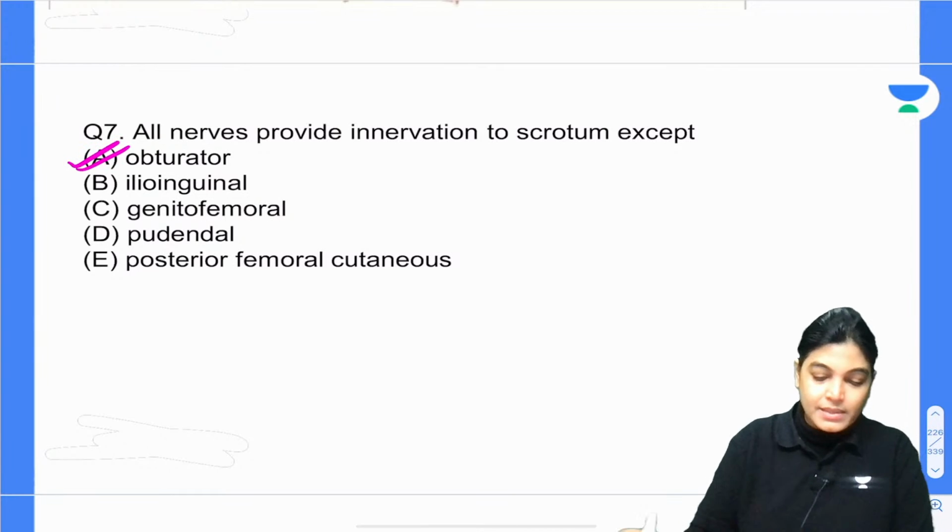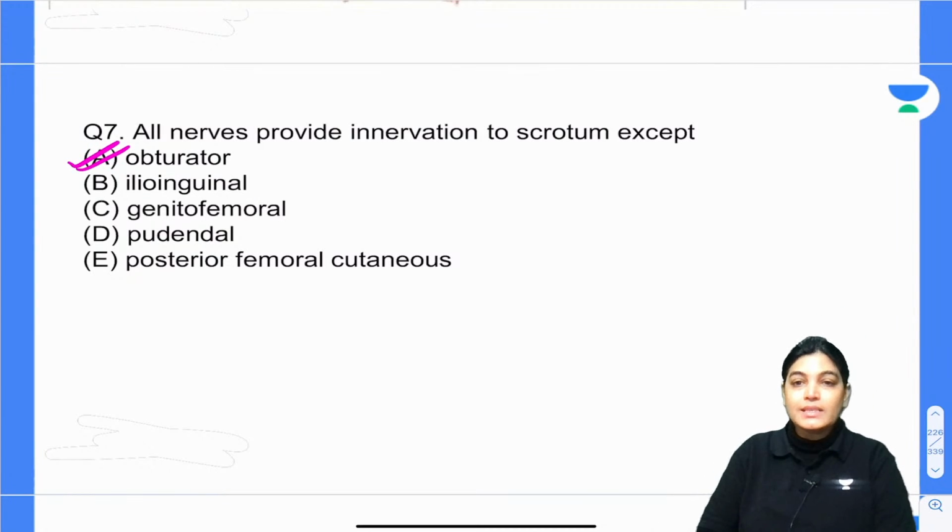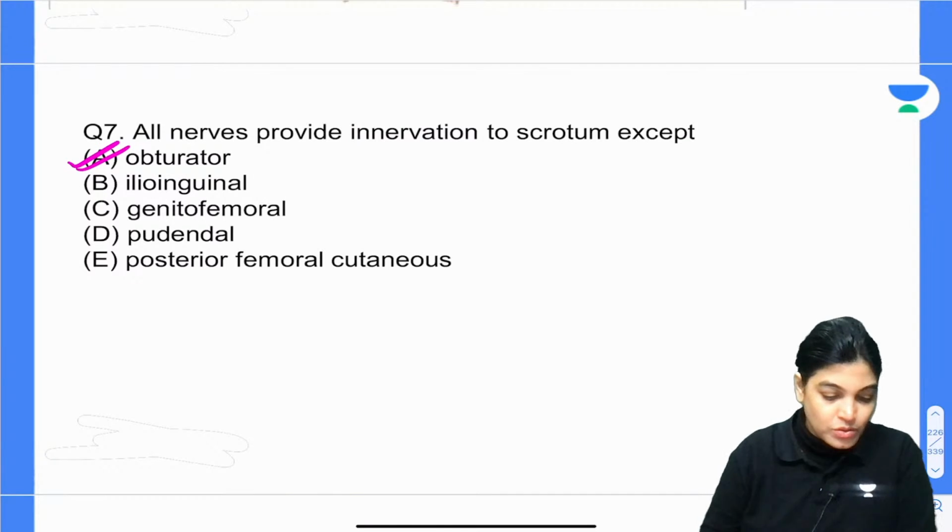So the correct answer here is obturator nerve. Actually, all the other nerves mentioned here give innervation to the scrotum except the obturator nerve. And let me show you a diagram for it.